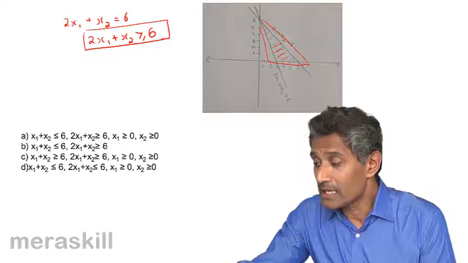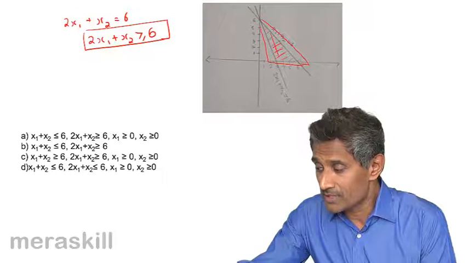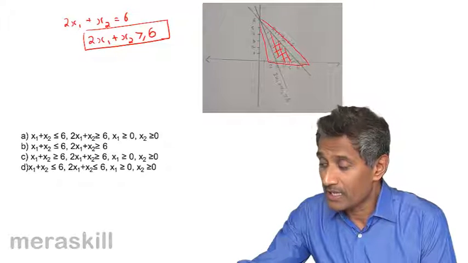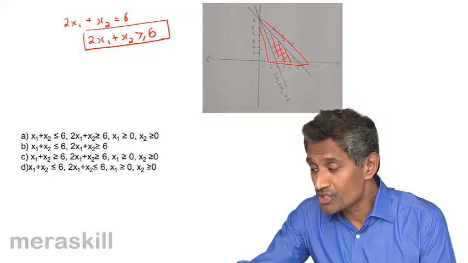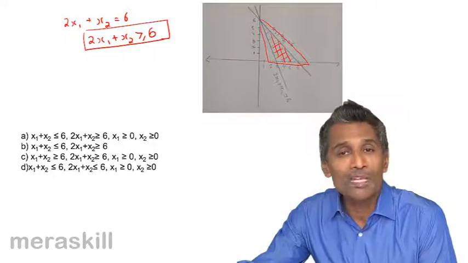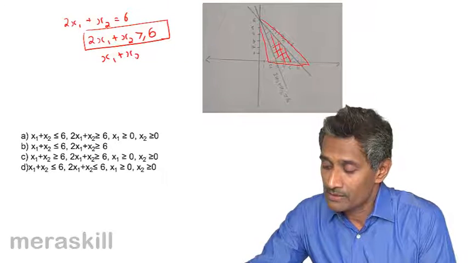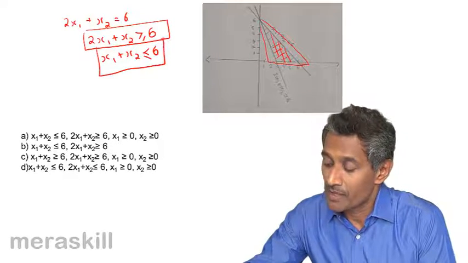Now let's consider the line x1 plus x2 is equal to 6. If you look at this region again, this region is lying on the origin side of x1 plus x2 is equal to 6. That means it's moving towards the origin. Hence we have x1 plus x2 is less than or equal to 6.